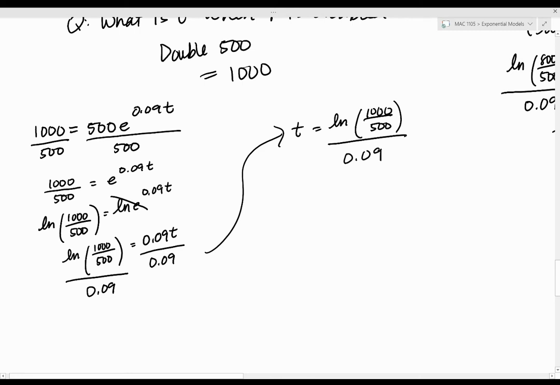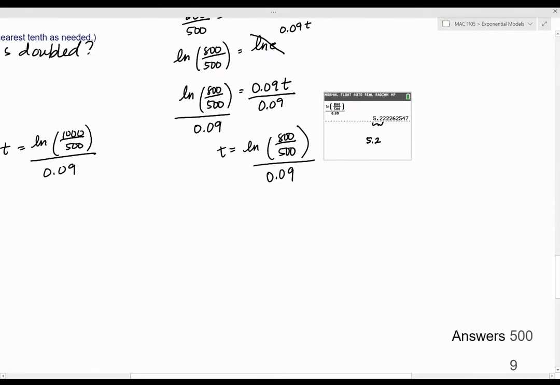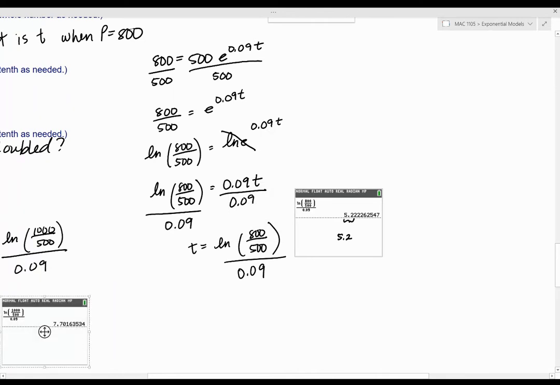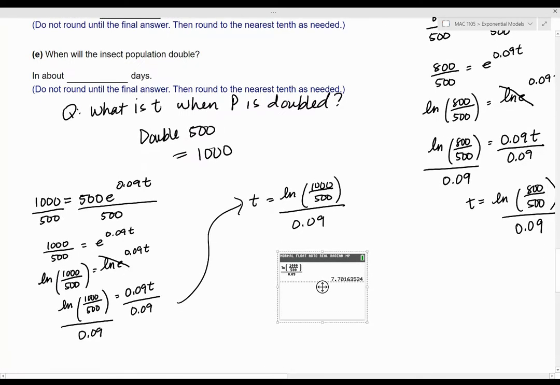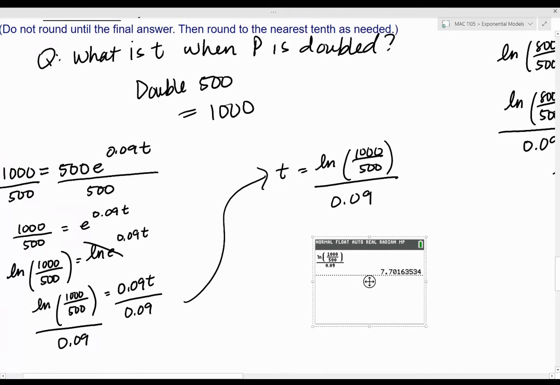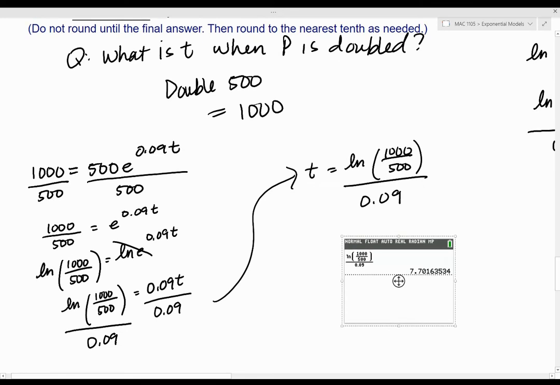And once again, I can plug this into the calculator and see what I get for that one. When I plug that into the calculator, I get 7.7016, and my directions say to round to the nearest tenth as needed. So the nearest tenth would be to 1 decimal place. So that would be 7.7.